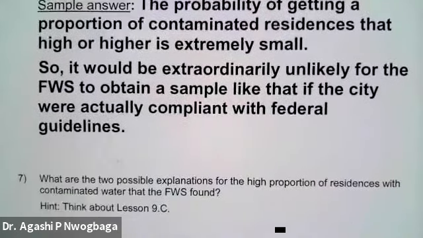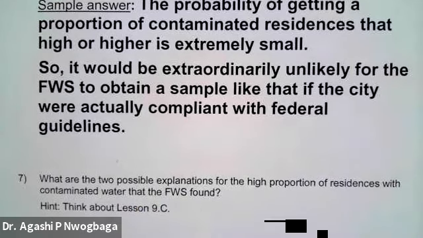Number 7, what are the two possible explanations for the high proportion of residences with contaminated water that the FWS found? What are the possible explanations? The hint is to think about lesson 9.7 that we saw before.